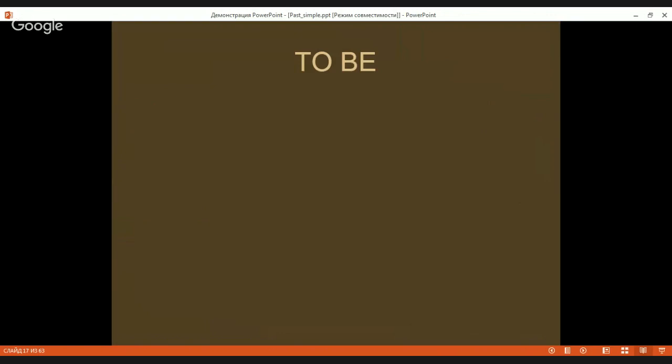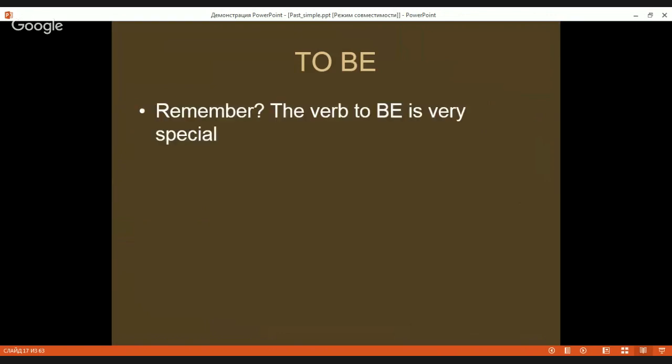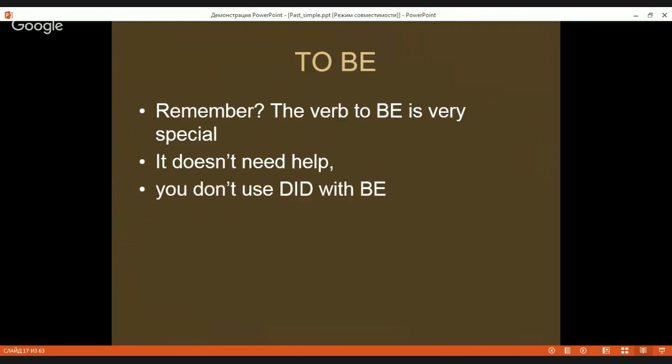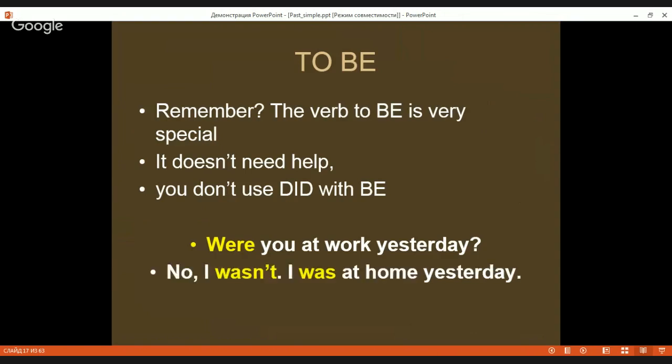Well, talking about the verb to be, you all remember that the verb to be is very special. It doesn't need any help. You don't use did with the verb to be. So, to ask a question, you ask me, were you at work yesterday? No, I wasn't. Actually, I was at home yesterday. As you can see with the verb to be, we don't use did.